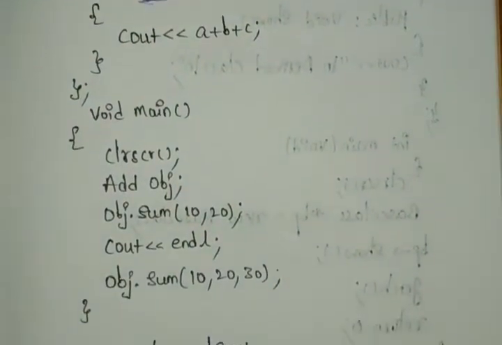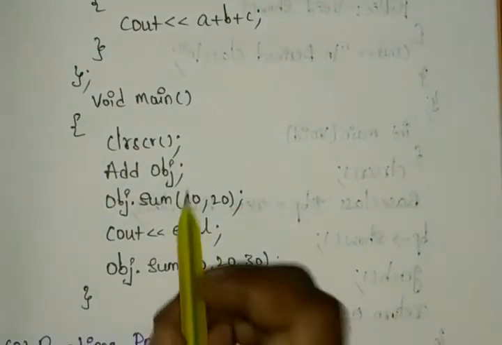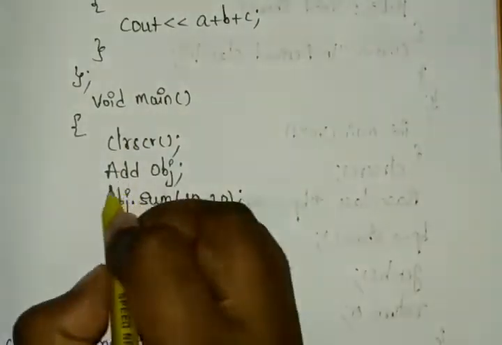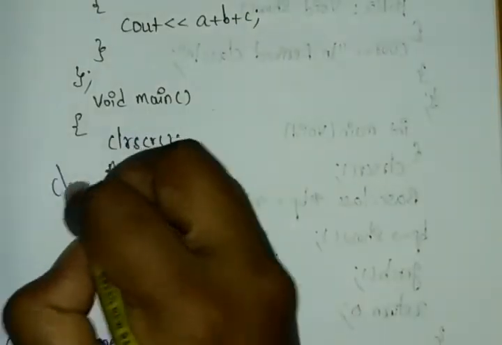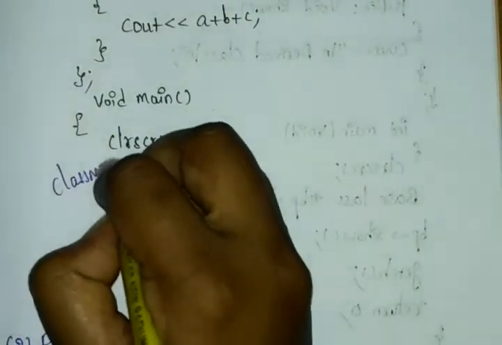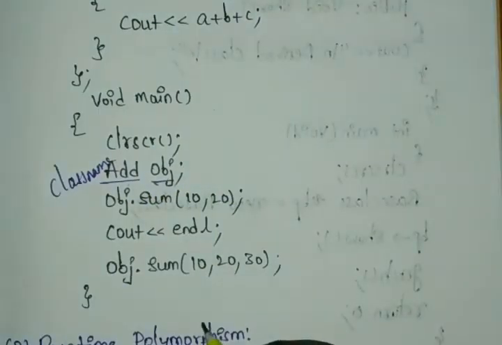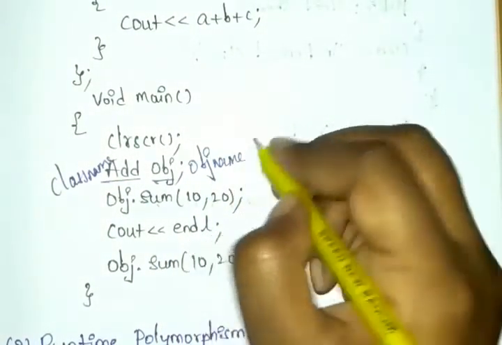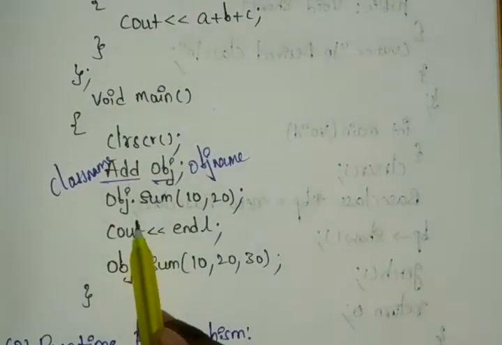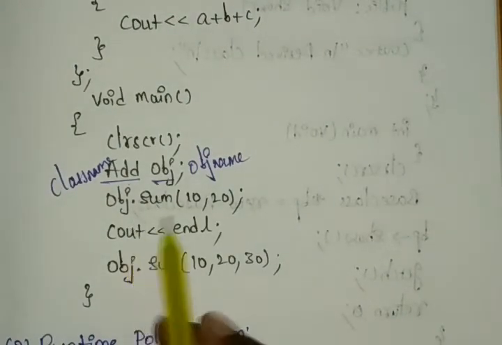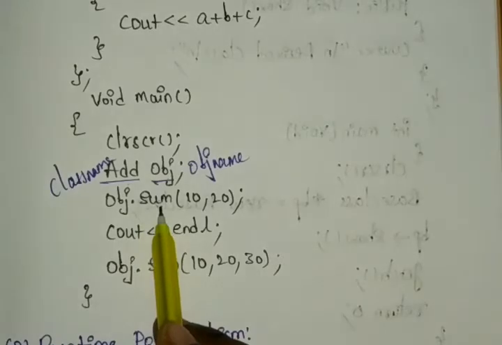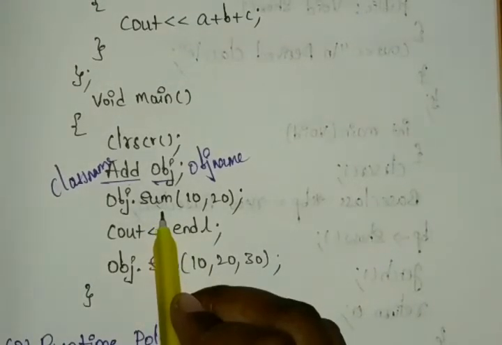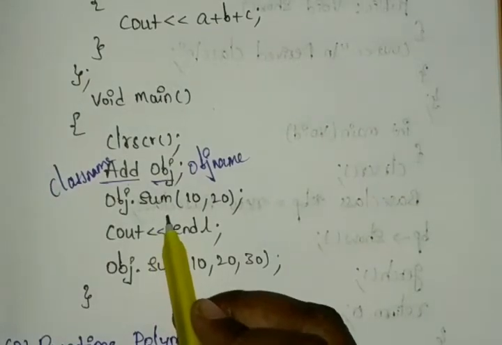After that you can see the main function. Here I am creating the add object. What is add here? Add is our class name, and here we took the object name. By the object name with the dot operator we are calling our function. The function name here is sum.